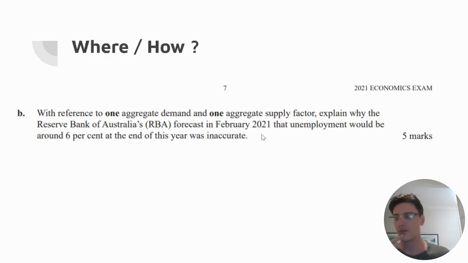And here is the question from last year's exam. I just wanted to go through this quickly. It was to look at the AD and AS factors that would have explained the RBA getting the forecast for unemployment wrong. So they thought unemployment was going to be really high this year. We've just looked at it. It's not. It's really low. And so why? What happened in the economy that they didn't expect?